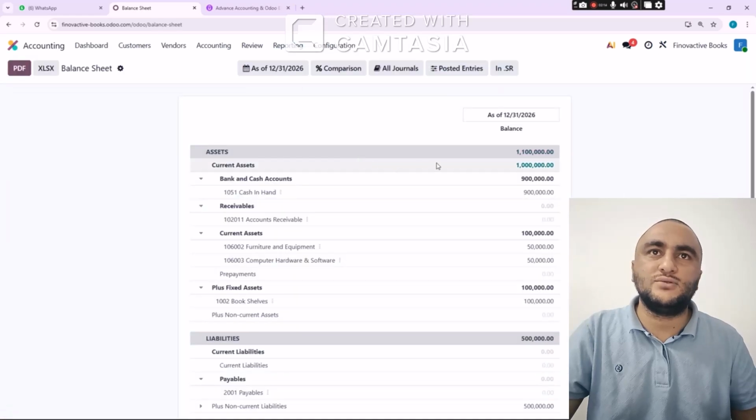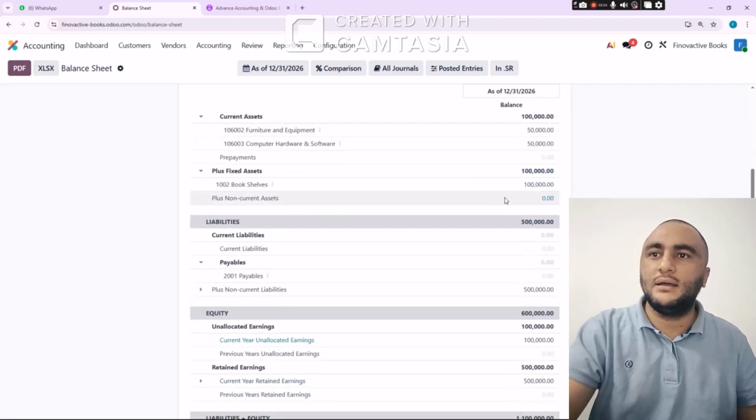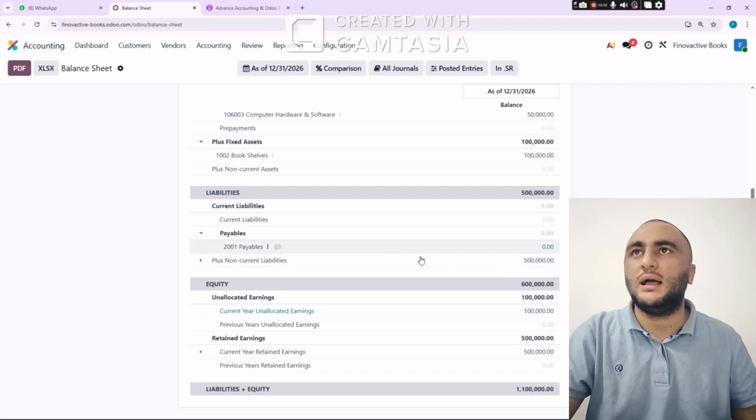Here you can see assets, we have 1.1 million, same in Excel. Cash in hand 900,000. Assets, we have 200,000 in assets. And profit and loss 100,000 and 500,000 in equity, 500,000 in loans. That's how our balance sheet looks.